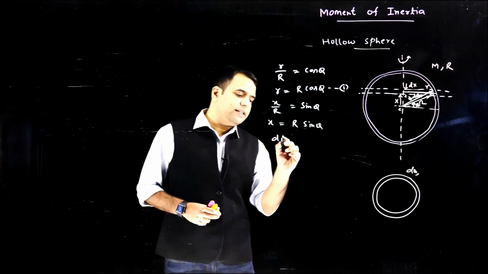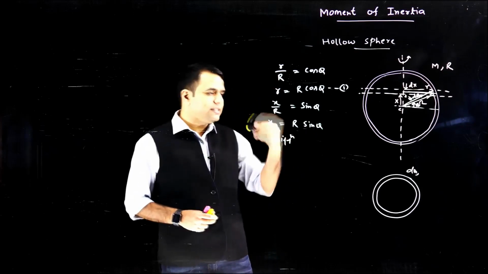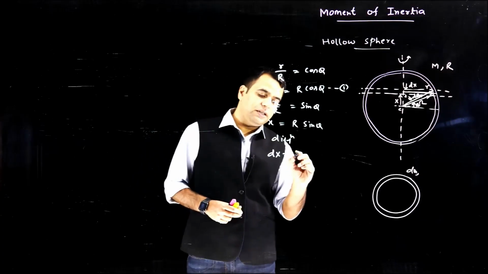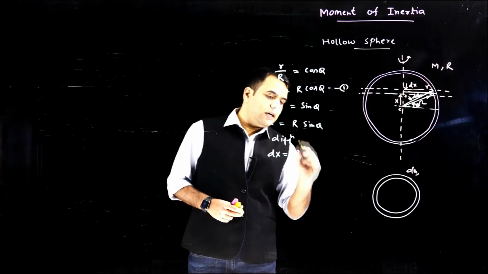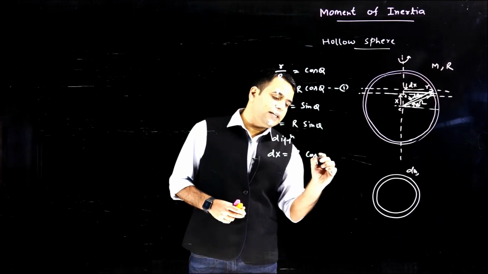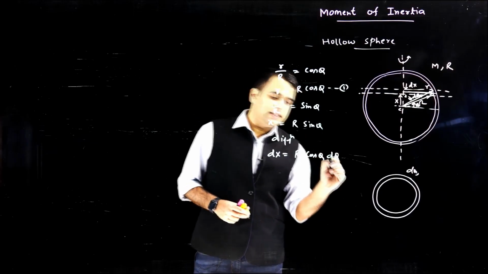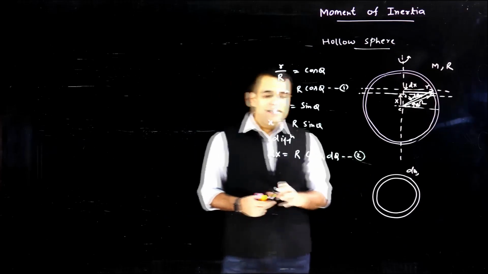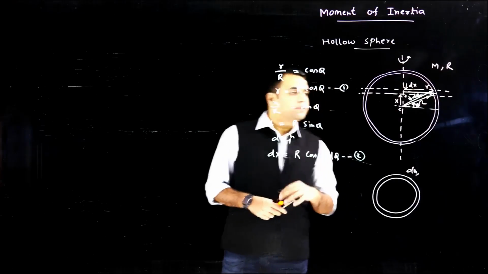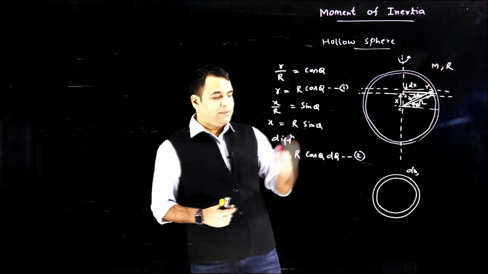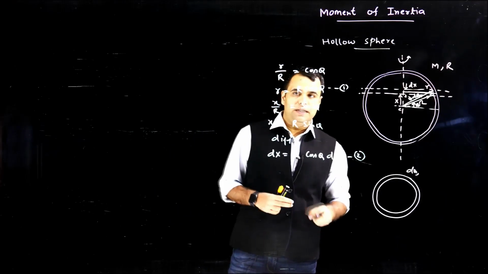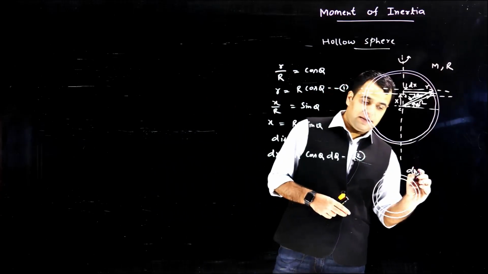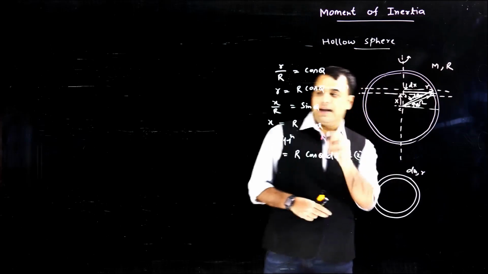If we differentiate this equation, then dx equals R times the differentiation of sin theta, because R is a constant, which is cos theta d theta. So this is the relationship between dx as a variable and d theta as a variable. Now we need to calculate the mass; the radius r we have already calculated.